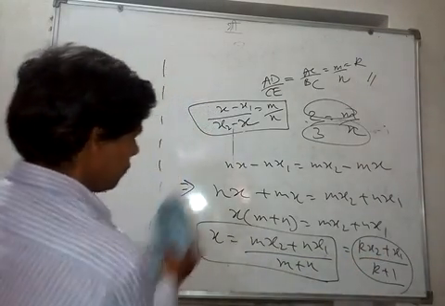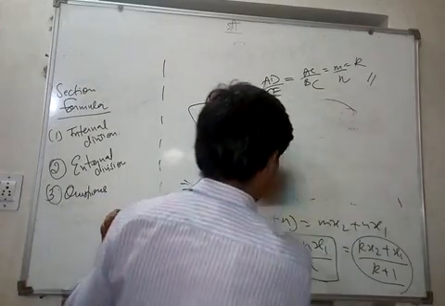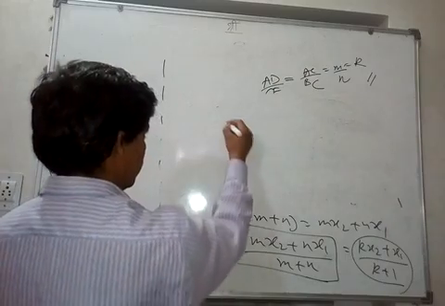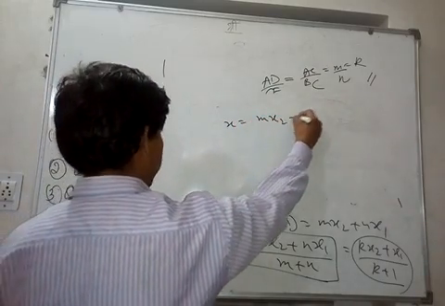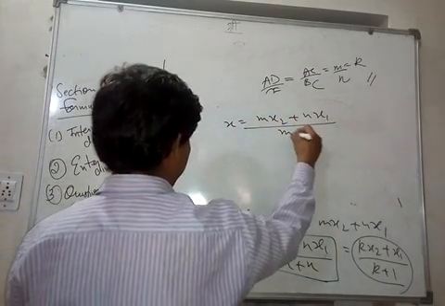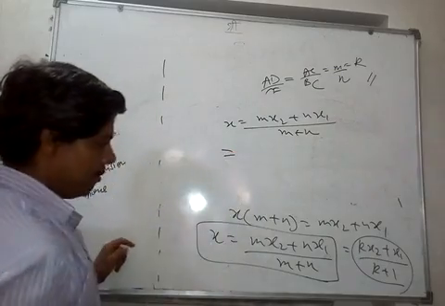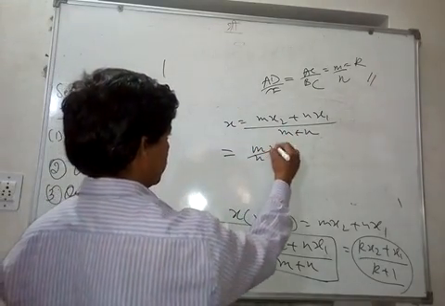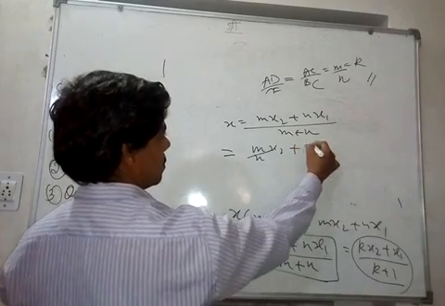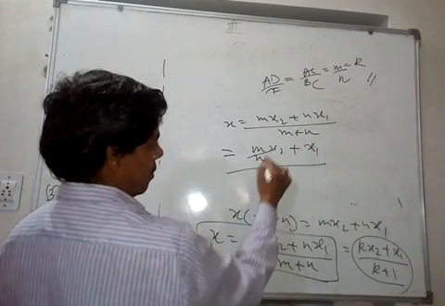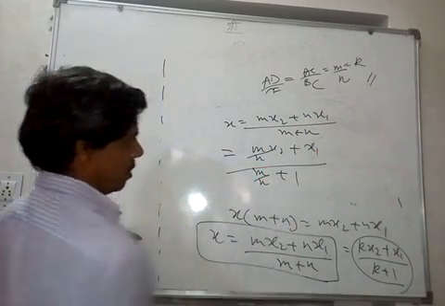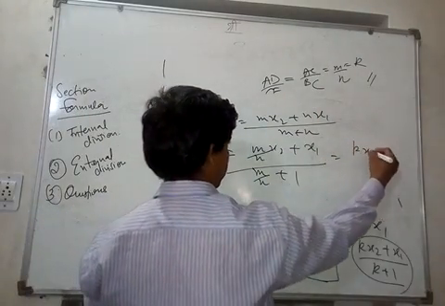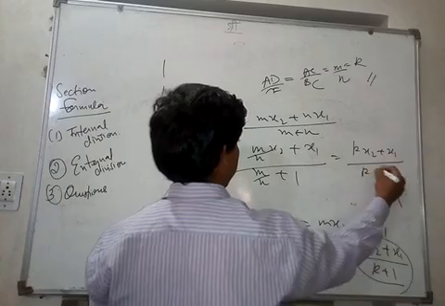How? Let's see. Suppose this is our formula, that x is equal to (mx2 plus nx1) upon (m plus n). Okay. Now I divide numerator and denominator by n. What I get? m by n times x2, plus n divided by n, so 1, times x1, and in the denominator m divided by n, which is m upon n, plus 1. So m upon n is k. So I will get (kx2 plus x1) upon (k plus 1).